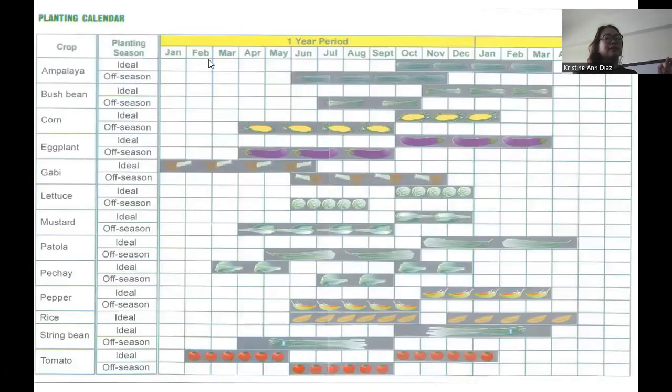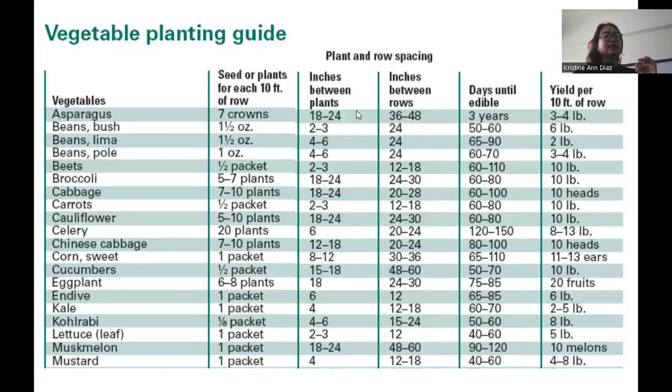So these are the different planting calendars for the different crops in the Philippines. So, ang ampalaya pwede siyang dalawang planting, ideal season and off-season. Ang rice naman, dalawa din siya, twice cropping per year. Ang kamatis pwede, three croppings per year. So, these are the seed rates, planting distances, and row spacing.